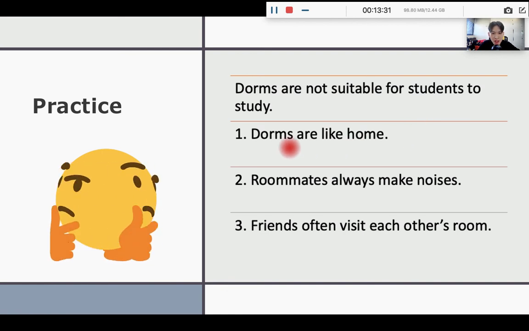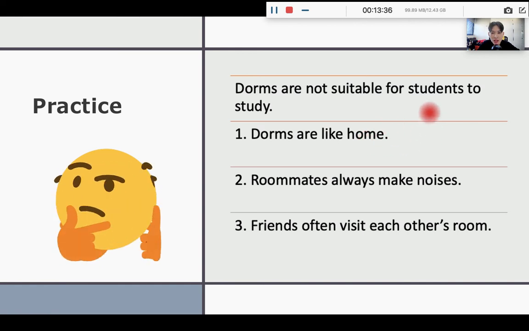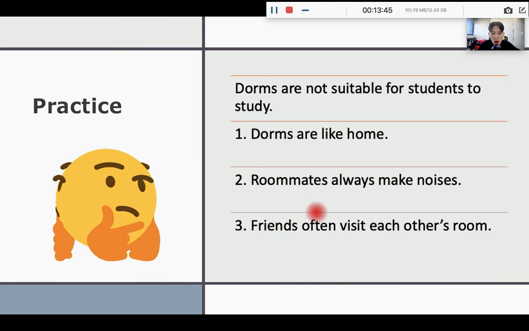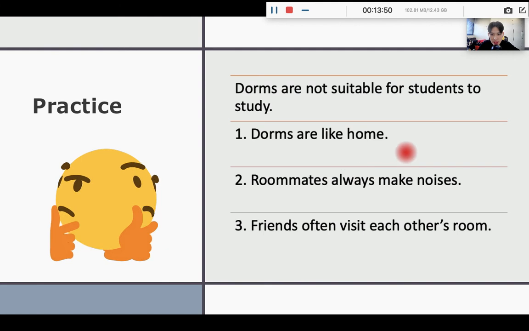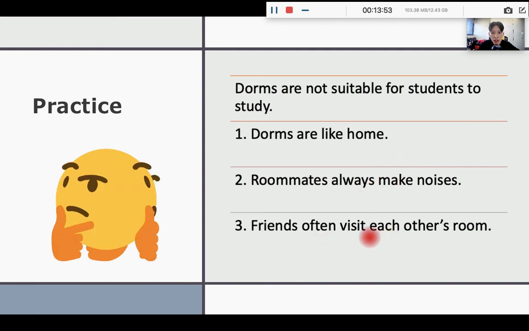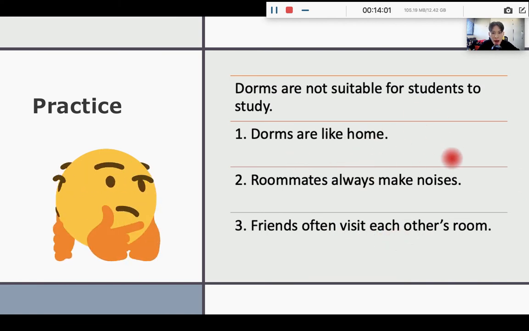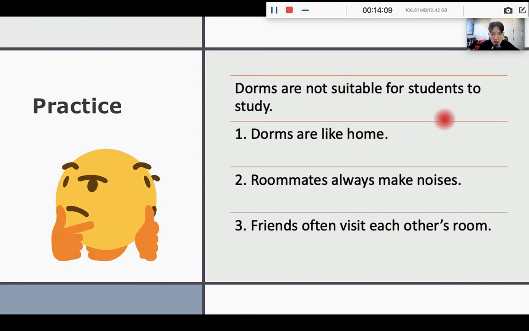So obviously the first one, dorms are like home. This is a positive example, so this is not relevant. This is irrelevant. And the second and the third examples are both about the negative aspects of dorms. Noisy and a lot of friends, okay, visit each other's rooms, okay? So the first one is a bad example. Okay, it's a bad example because this is the opposite of what the topic sentence wants.